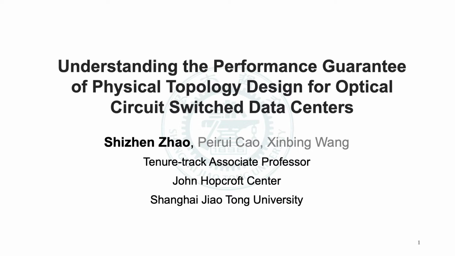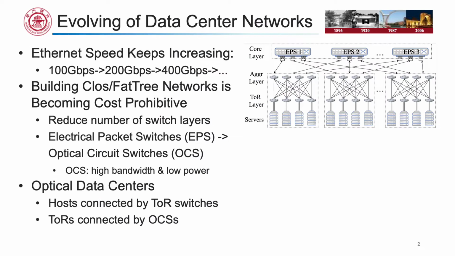To the best of my knowledge, this is the first work that offered theoretical performance guarantee for physical topologies in optical data centers. Nowadays, the most widely adopted data center network is the multi-layered fat tree. This architecture has good scalability and is easy to manage. However, as Ethernet speed keeps increasing, the power consumption of multi-layered networks is also becoming higher and higher.